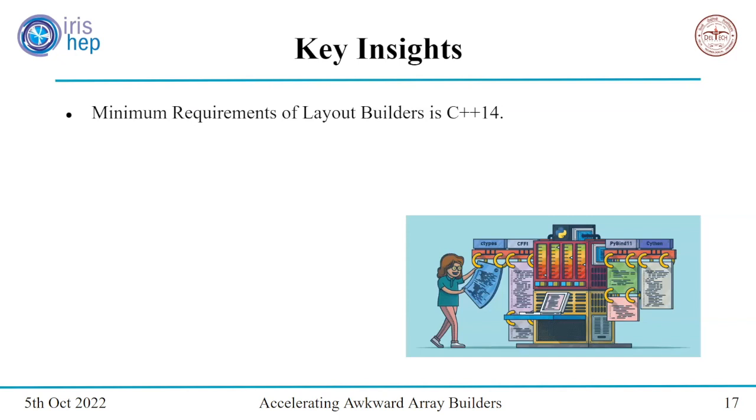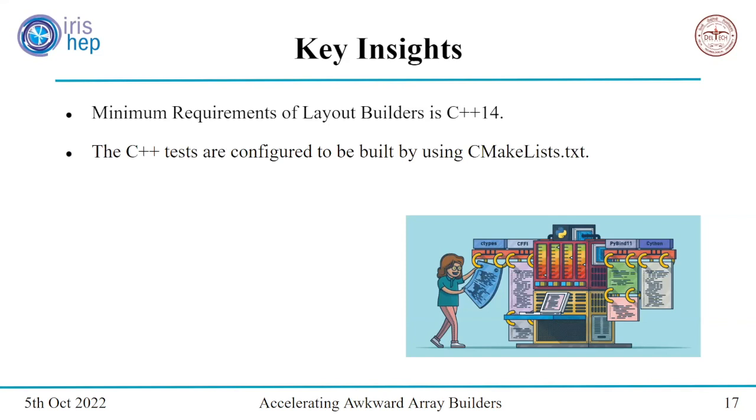So some of the key insights are the minimum requirement for the layout builder is C++14, as we use generalized lambda expressions, which allow us to deduce the type of parameters during compile time. The C++ tests are configured to be built using CMakeLists.txt. They are not run with the local build because we have restricted the code to work on a minimum C++14, so they won't run on Ubuntu, which requires C++11.